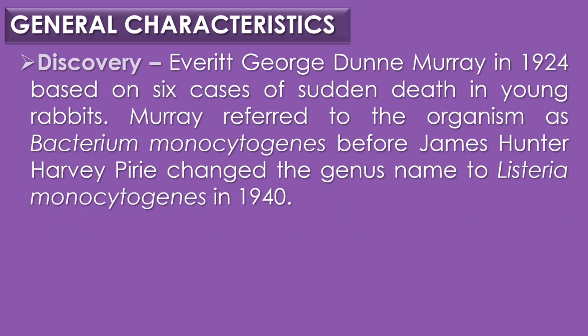Next, discovery. Listeria monocytogenes was discovered by Everitt George Murray in the year 1924 based on 6 cases of sudden death in young rabbits. Murray referred to the organism as Bacterium monocytogenes, before James Harvey Pirie changed the genus name to Listeria monocytogenes in 1940.